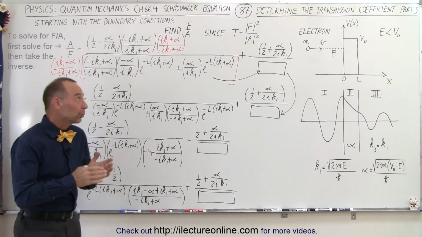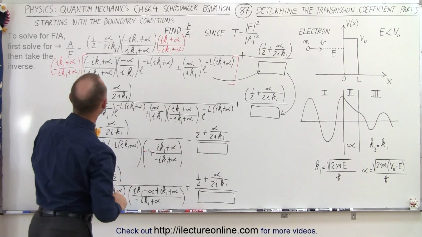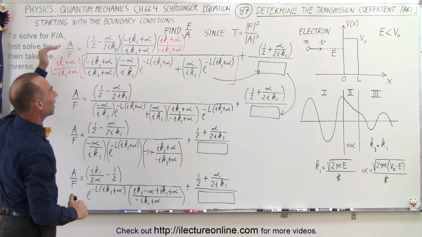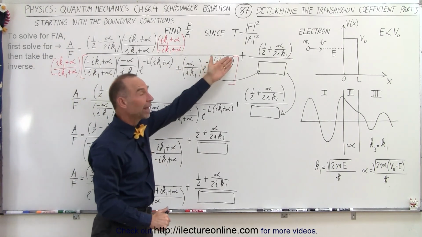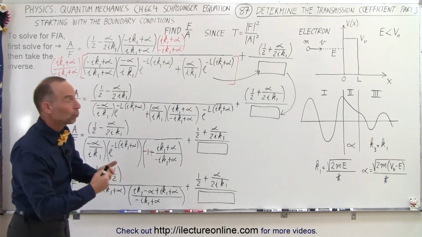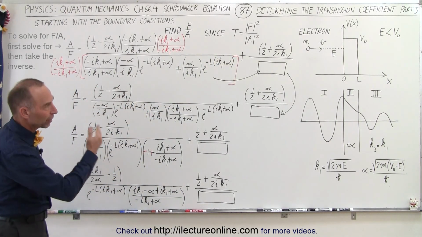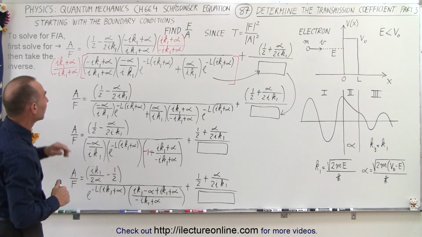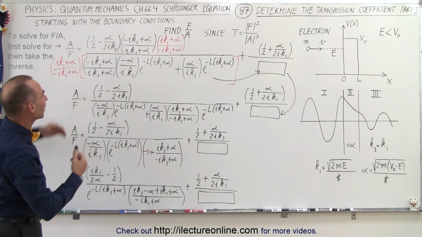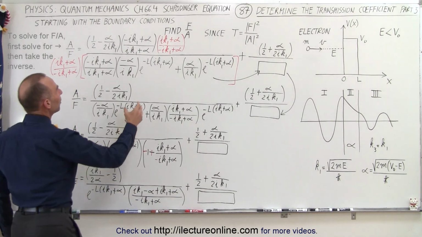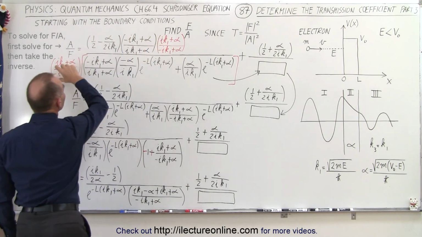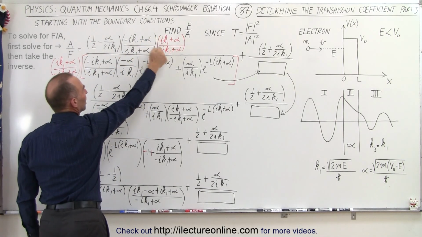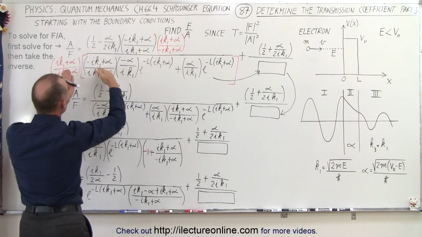So far, as we're trying to find the transmission coefficient, we found the expression of A over F, which, by the way, if we square that, we get the transmission coefficient, which is also the probability of a particle making it through a barrier. Now, what we're going to do here is simplify the expression, and we're going to start out by multiplying both the numerator and the denominator by the inverse of this expression right here, so that this will cancel out, these will cancel out.